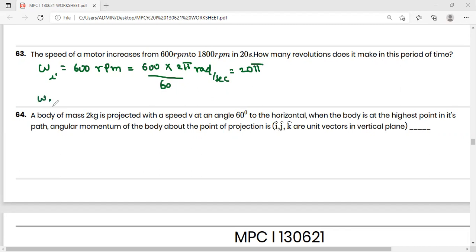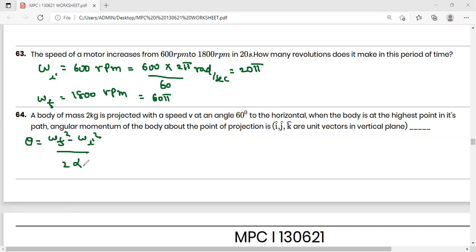And final angular velocity, that is 1800 rpm. If you calculate in the same way, this is triple of the initial only, no? So then it will be 60 pi only. And what is the formula we write for theta to calculate first? That means S equal to V square minus U square by 2A. In the same way here, omega final square minus omega initial square by 2 into acceleration. Acceleration has to be written alpha.